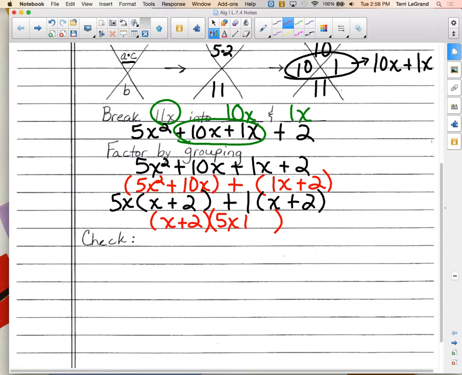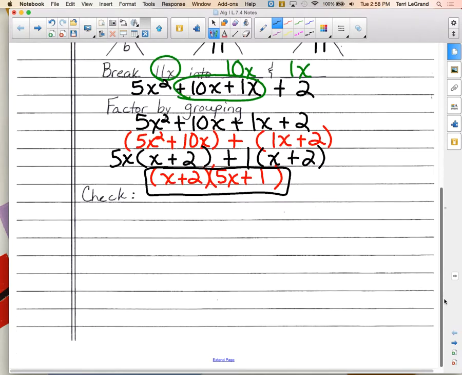How about the second group? Now we bring this plus sign down. How about the second group? 1, and we got to write that. This is the factored name for our trinomial 5x squared plus 11x plus 2.